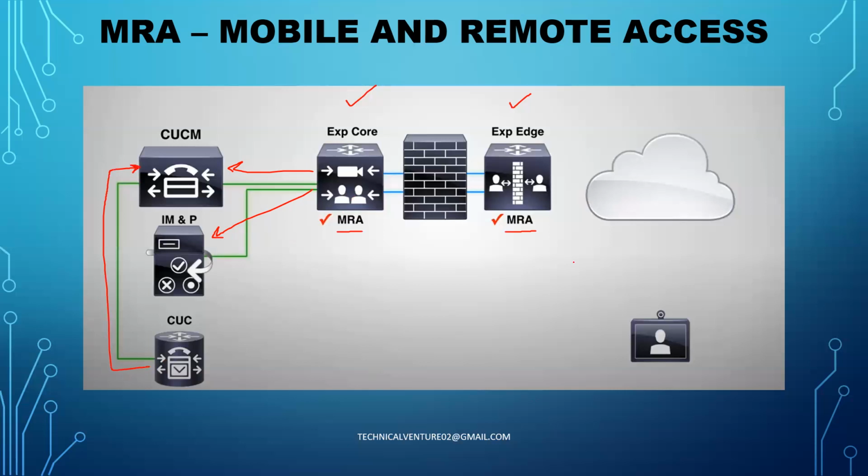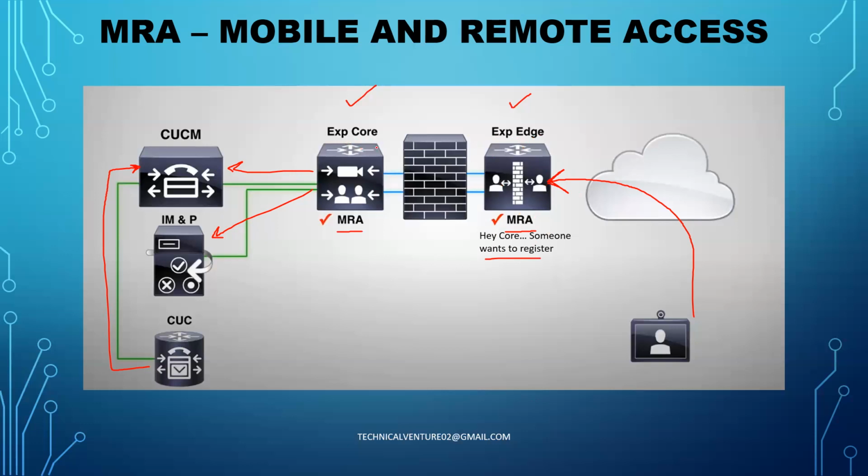So now, if there is a request coming from this video endpoint for registration, what would that request be? So first it will say, hey core, someone wants to register. So Expressway Edge is saying this to core, because this endpoint needs to register. It will go to this internet, and then it will send a request to the Expressway Edge. Now Edge only has the address details for the Expressway Core. So Expressway Edge is saying, hey core, someone wants to register.